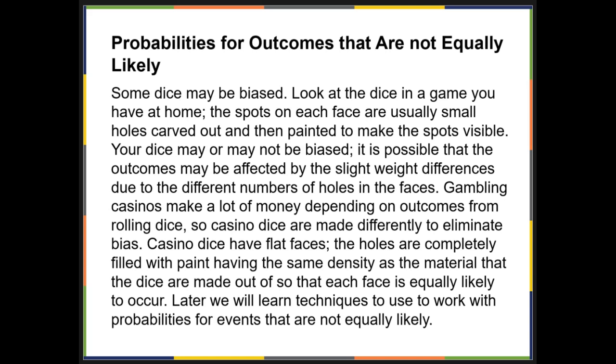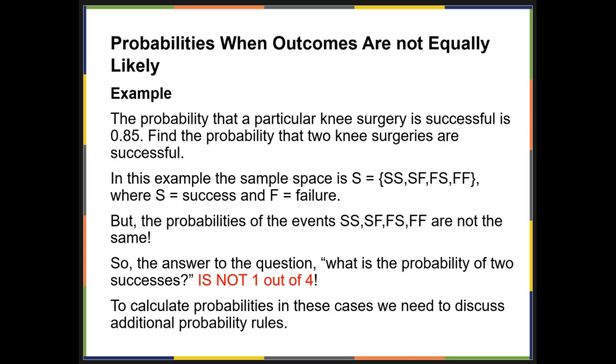So gambling casinos make a lot of money depending on outcomes from rolling dice. So casino dice are made differently to eliminate the bias. Casino dice have flat faces. They don't have holes in them, so that each side has a chance of being equally likely to occur. So later we'll learn techniques to use to work with probabilities of events that aren't equally likely.